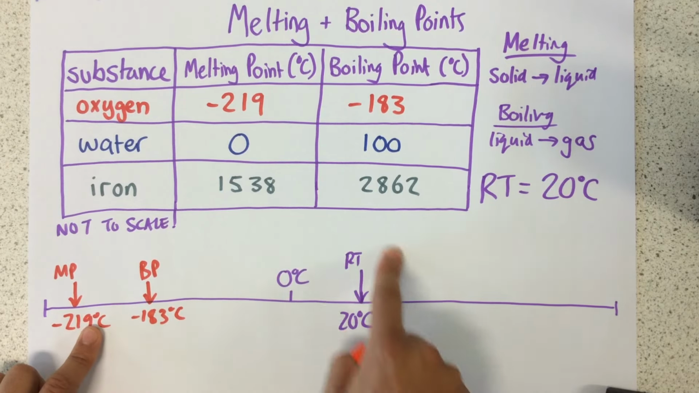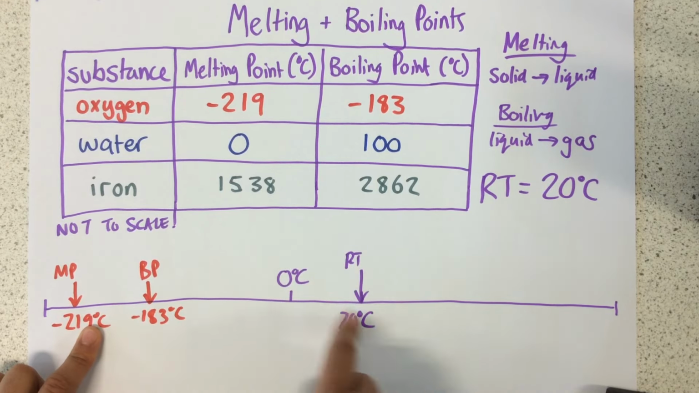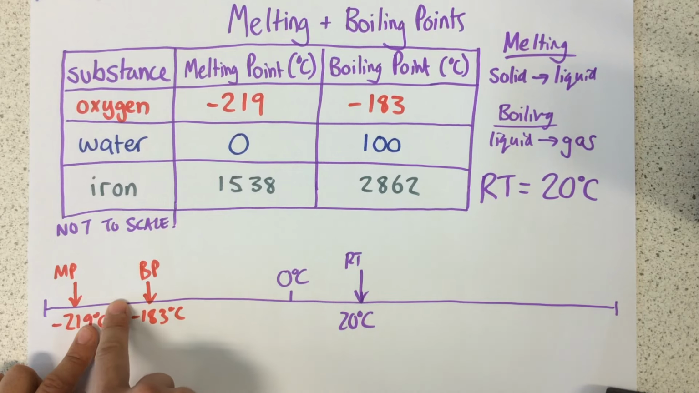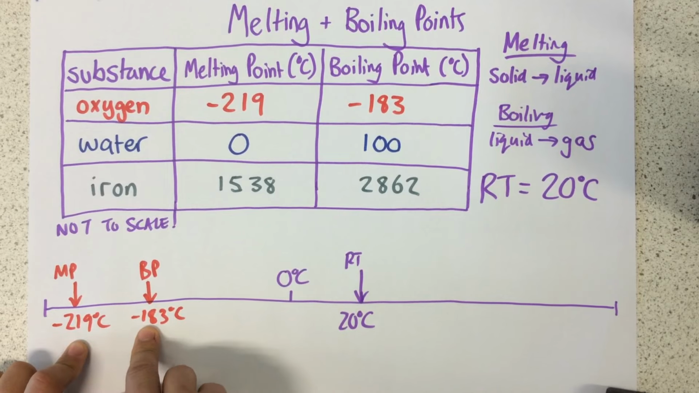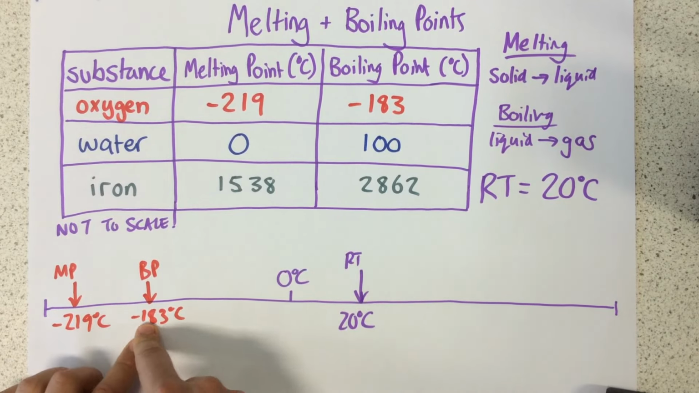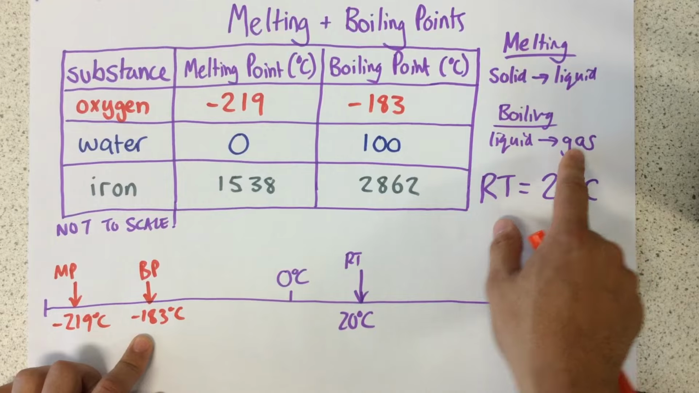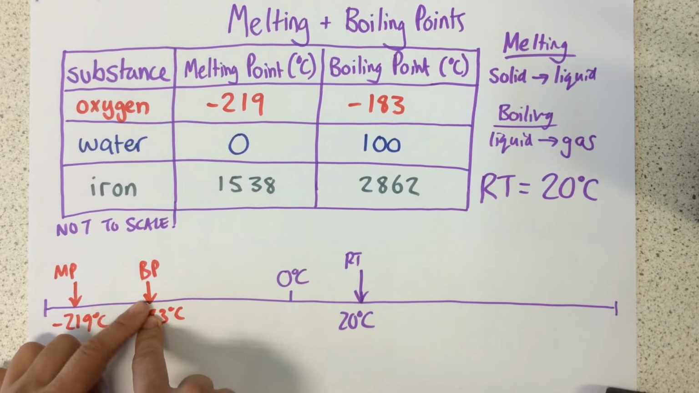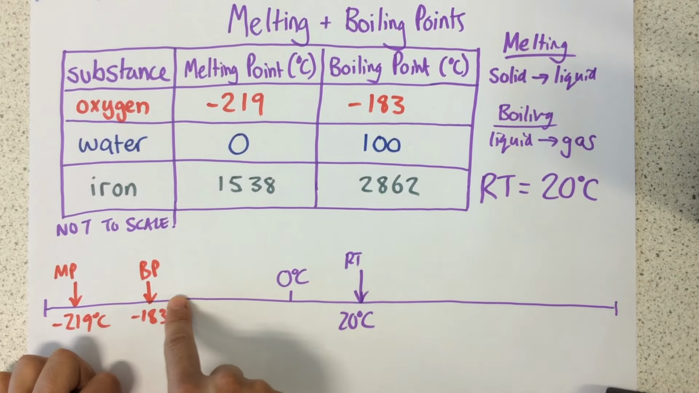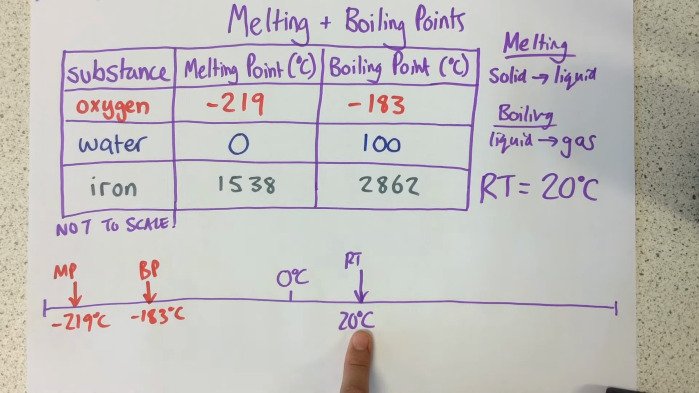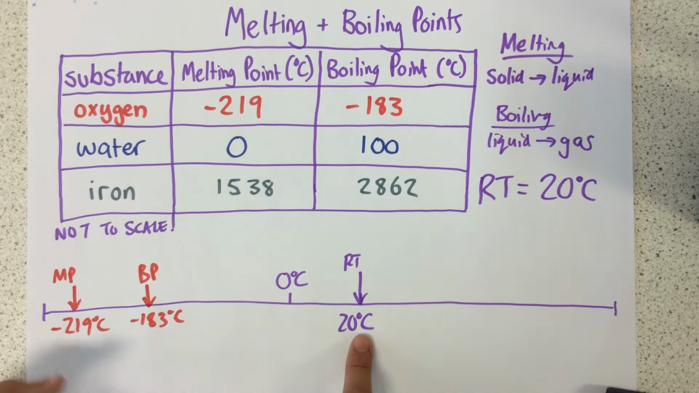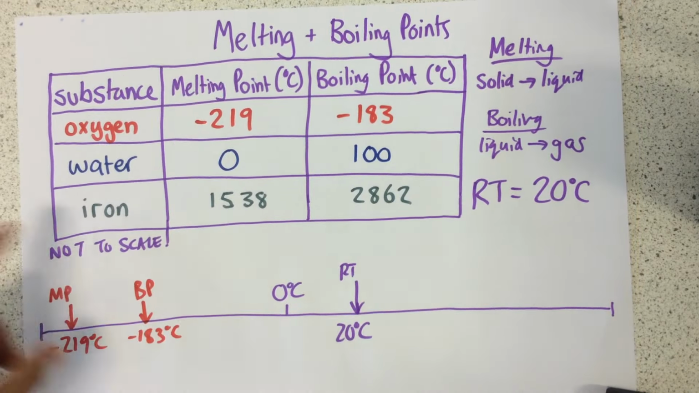Remember, we want to see what state it will be at room temperature. So let's keep on going, because we haven't reached there yet. Bam, at minus 183, we hit the boiling point. That means there's enough energy now to turn oxygen from a liquid to a gas. So oxygen is now in a gaseous state. We keep on going, it's still a gas. So when we get to room temperature of 20, we know that oxygen is a gas. Please remember, this scale is not to scale.